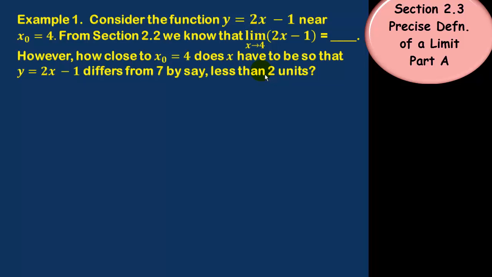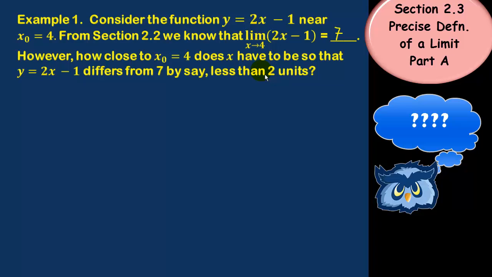And from our section 2.2, where we discussed all the limit laws, this is just taking the limit of 2x minus 1 as x approaches 4. By substitution, we just write 2 times 4 minus 1 equals 7, right? However, how close to our x₀ equal to 4 does x have to be so that the y value differs from 7 by, say, less than 2 units?